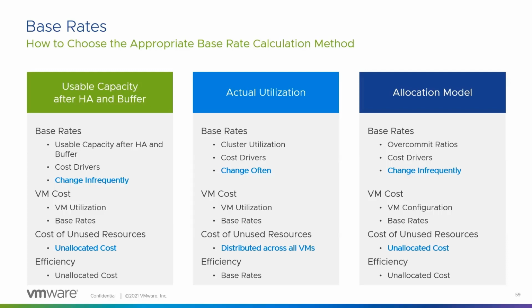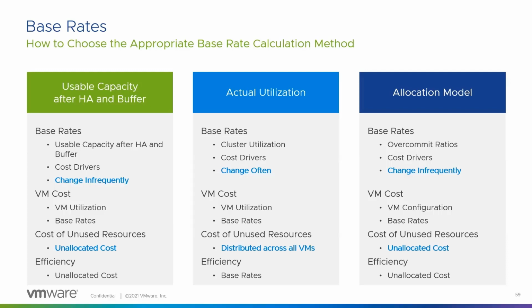The VM cost is then based on the VM's utilization times the base rates. So it looks at what the VM is actually consuming from CPU, memory, and disk space, and multiplies it by the appropriate base rate to get the cost of the virtual machine. When you're using this mode, the cost of the unused resources is tracked in a metric called unallocated cost. So if you want to improve the efficiency, that's the metric you want to track.